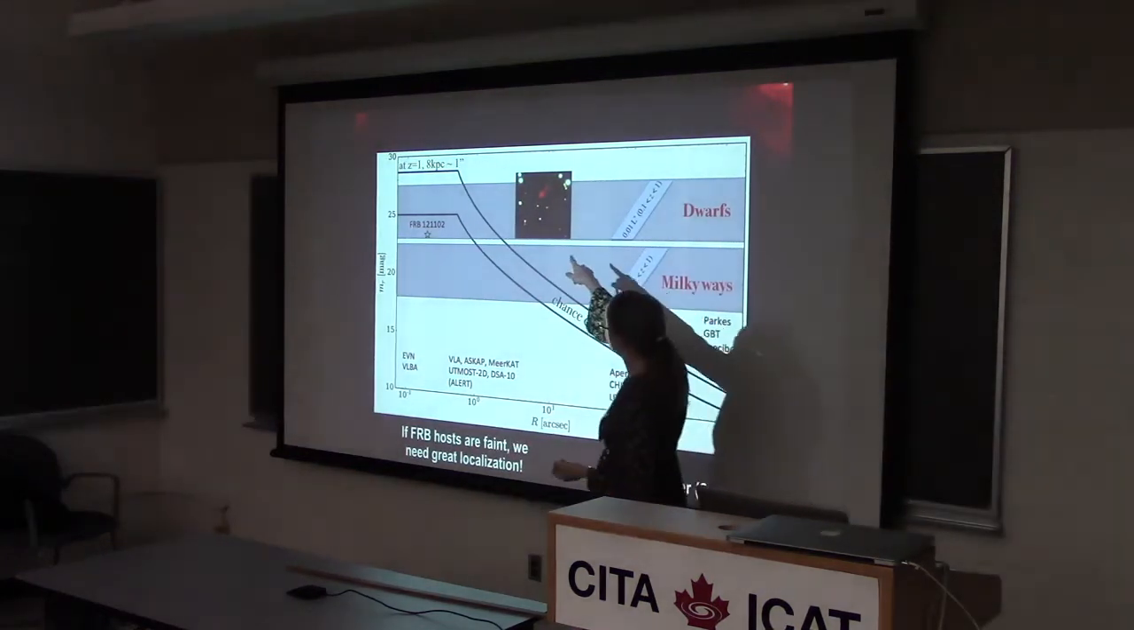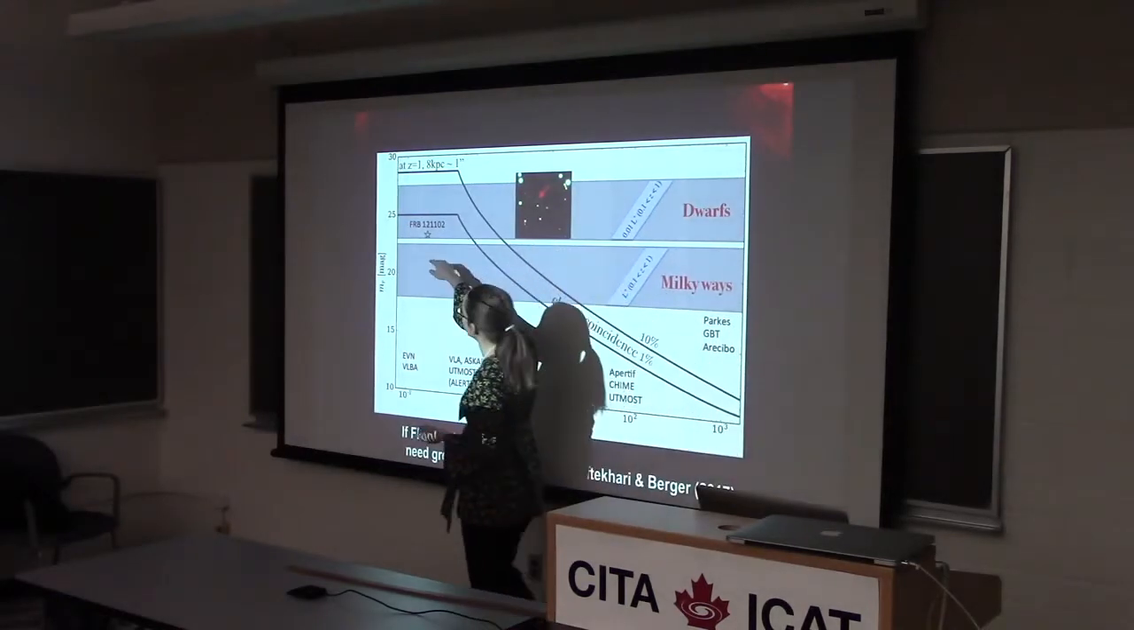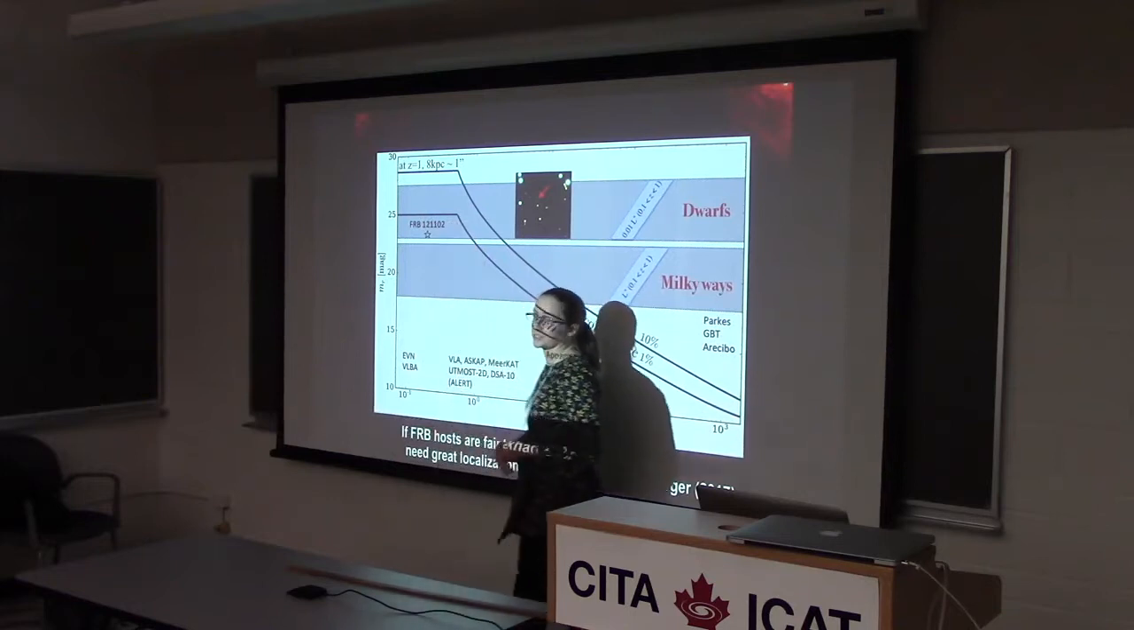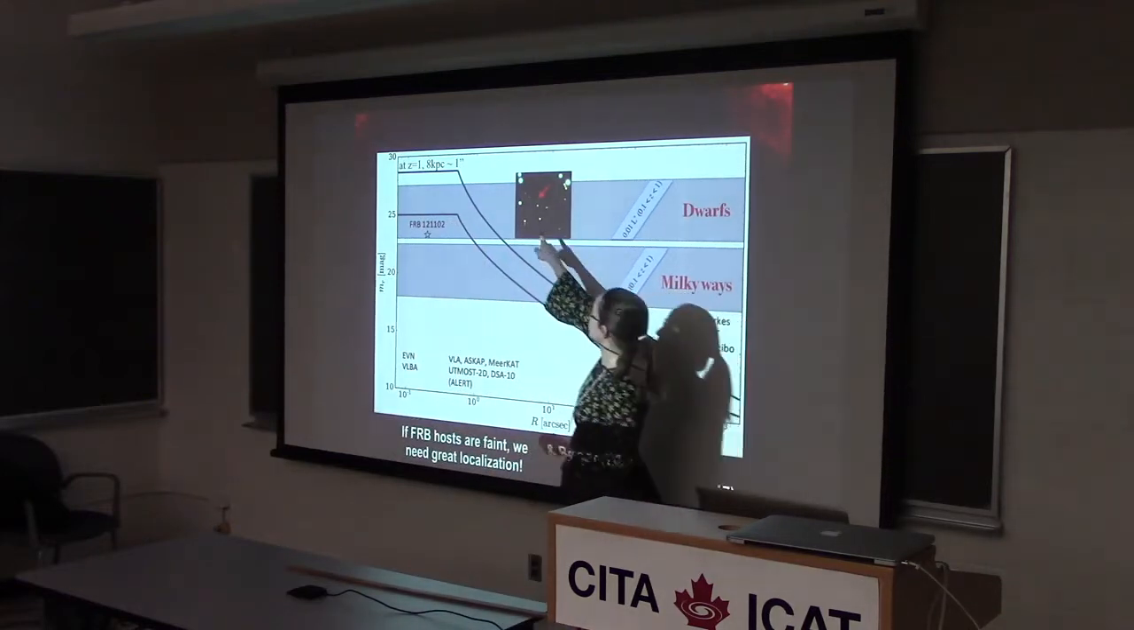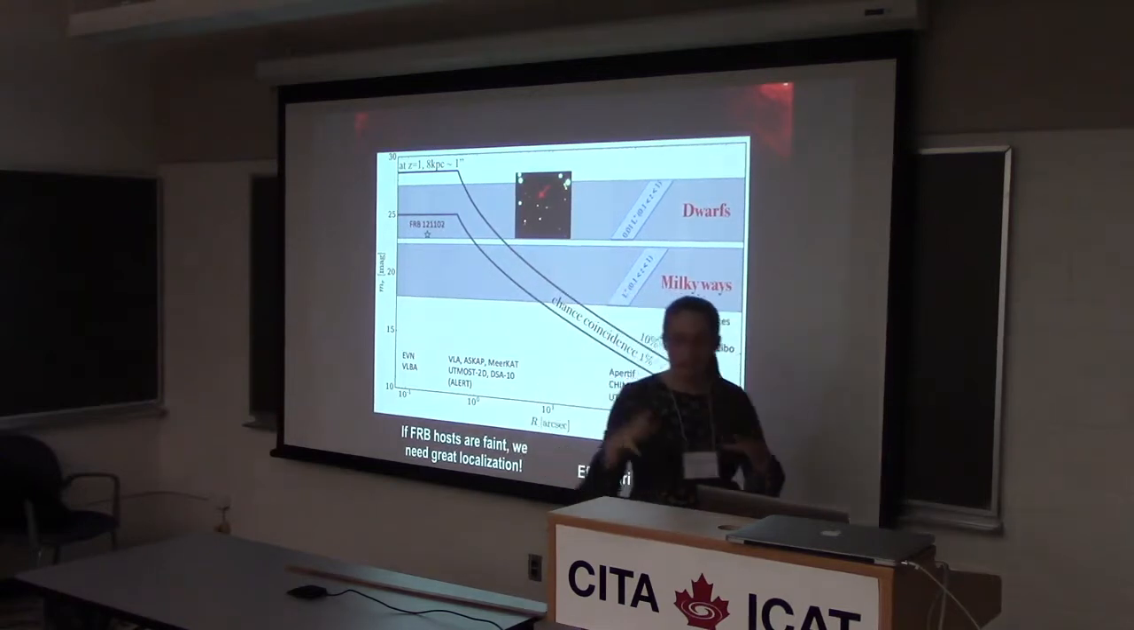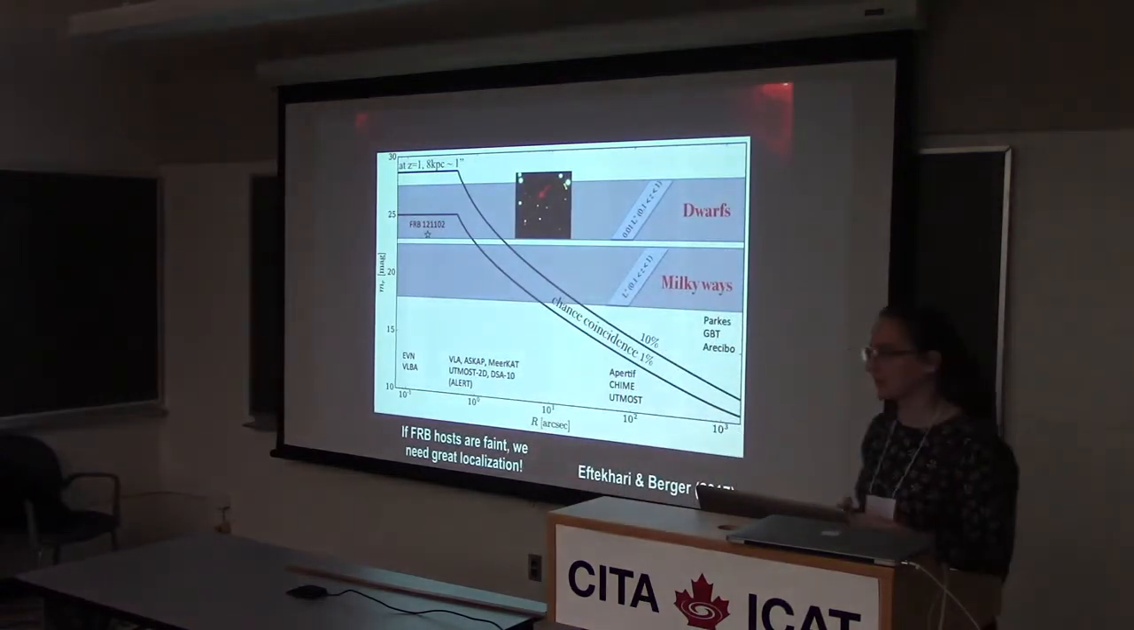Here's the repeater. Of course, it was a magnitude of 25.1, so it's sitting somewhere up here. And we really needed that sub-arcsecond localization to be sure that it was this galaxy and not that one, that one, that one, or that one, that are all in that little region within a couple of arcseconds from each other.